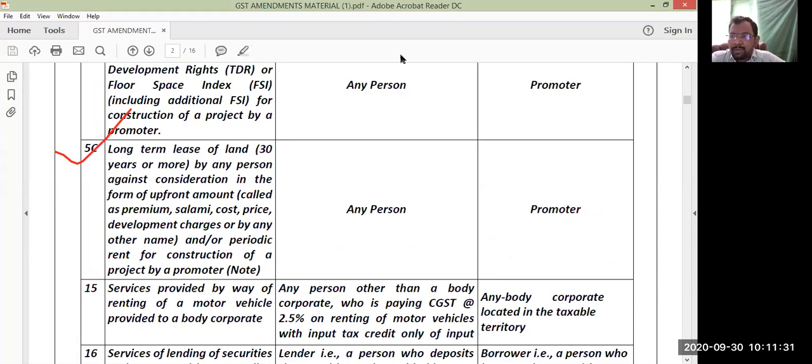Right? So if any promoter takes land on a lease basis for a period of 30 years or more, either by paying the upfront amount, that means the entire premium in a single payment, or by choosing periodical payments, that promoter has to pay the GST, being the recipient, under reverse charge mechanism. That is serial number 5C.